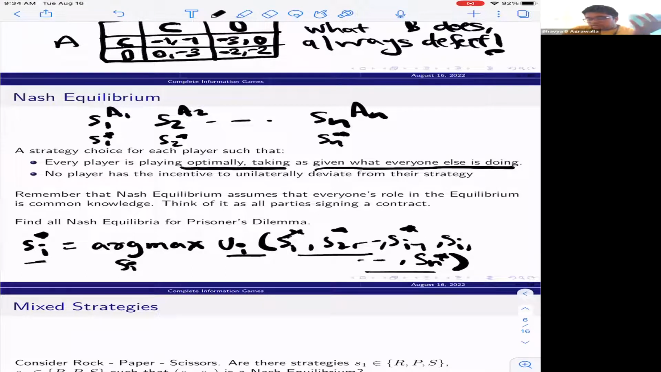One important point is the one that I mentioned. Everyone knows everyone else's role in the Nash equilibrium. This should be noted: everyone knows everyone else's role, and everyone knows that everyone knows everyone else's role, and so on. So it's common knowledge. And based on this information, no one will want to unilaterally deviate from the strategy. Right. So let's find the Nash equilibrium for the prisoner's dilemma.